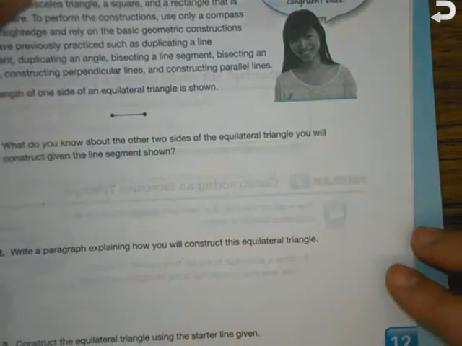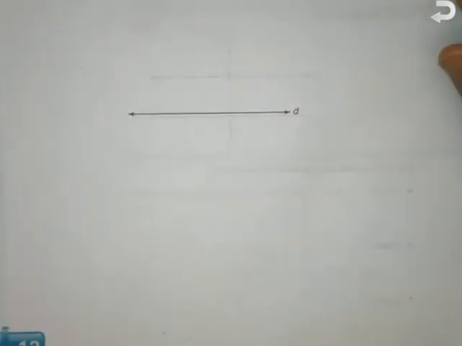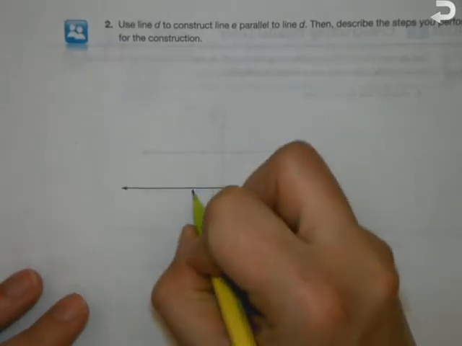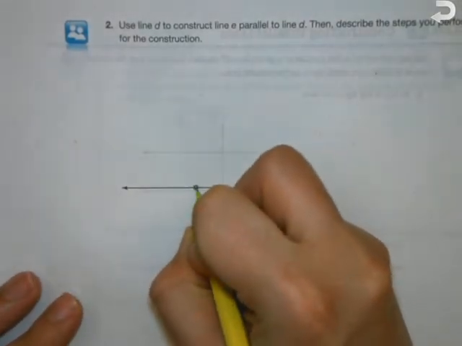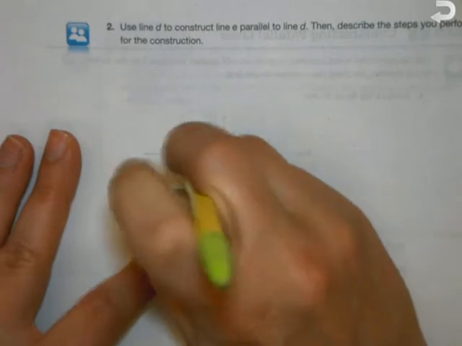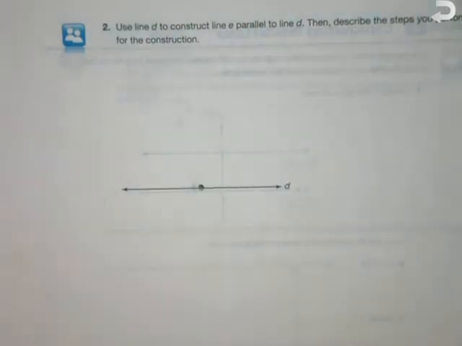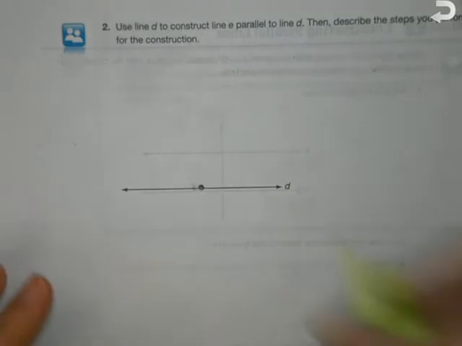So in order to do that, we first need to pick a point on line D. Pick any point on line D. I'm going to try and make it as central as possible. Oh, that's not centered at all. It doesn't really matter where you put it. I'm going to call it point P.